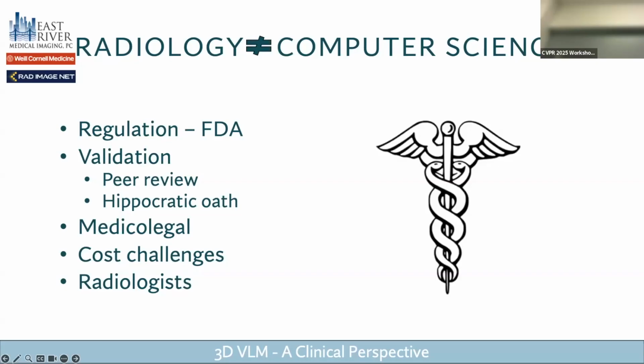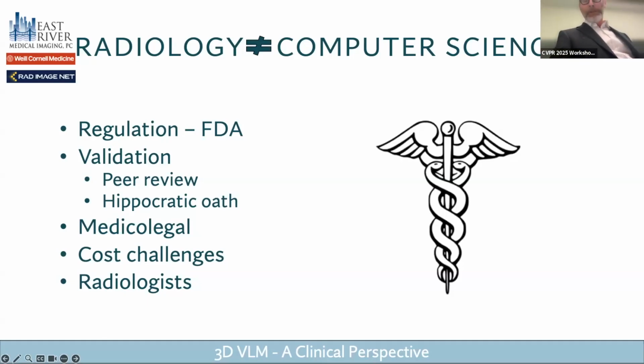Medicine is very dependent on validation. And by that, I mean we need to have independent validation of the tools that we use, as well as evidence proving that they actually work. So no doctor is going to start giving you something that hasn't had extensive research on whether it works. Medical legal, right? That's a very important thing. I wish it wasn't an important thing. I wish I didn't have to deal with it. But medical legal is an important aspect of this as well. Cost challenges. And then finally, just dealing with radiologists and their personality and doctors.